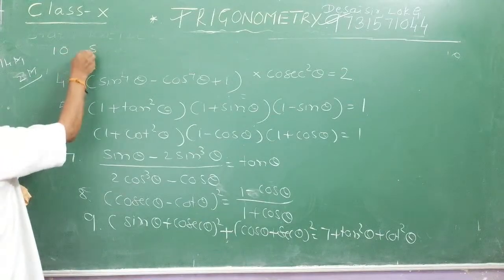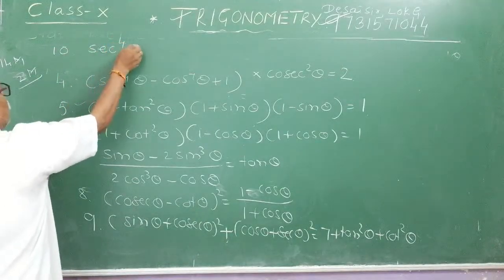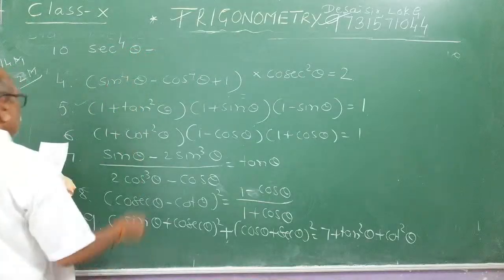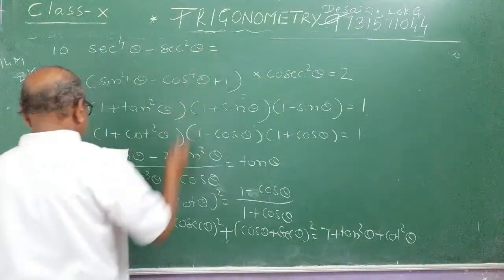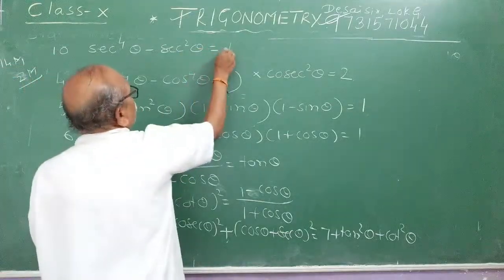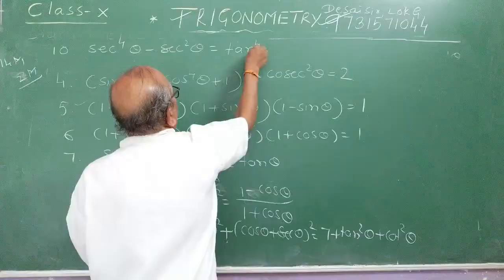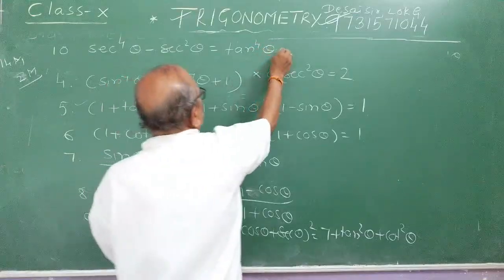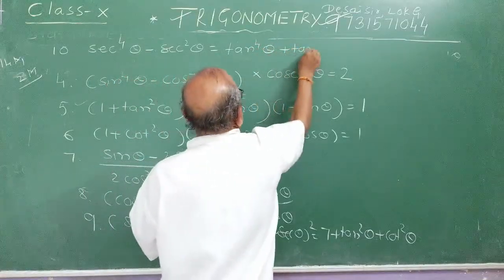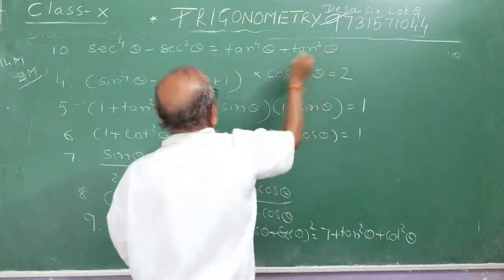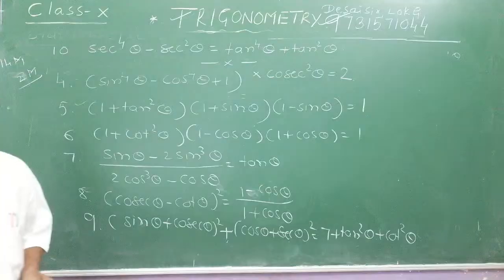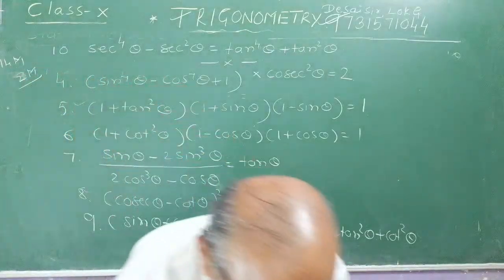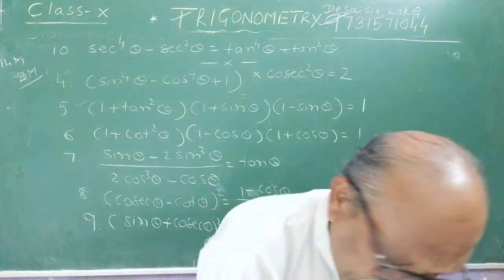Sec raised to 4 theta minus sec square theta is equal to tan raised to 4 theta plus tan square theta. They are first level questions. That's all. Note down the homework and complete it before you attend the next class.